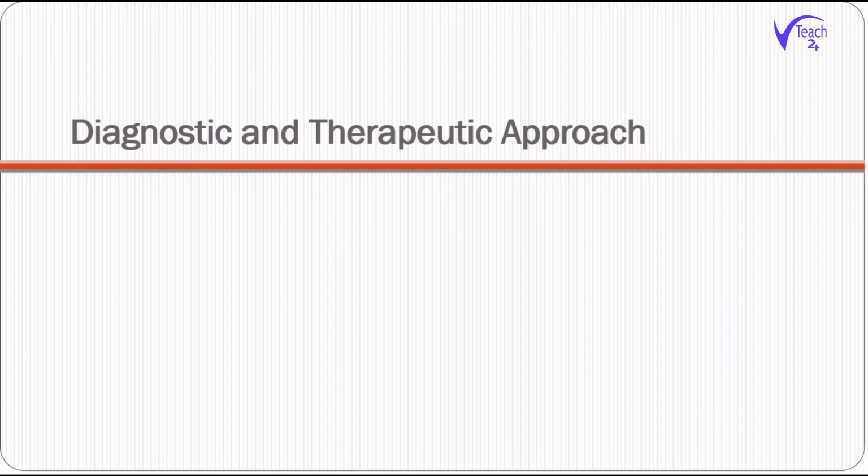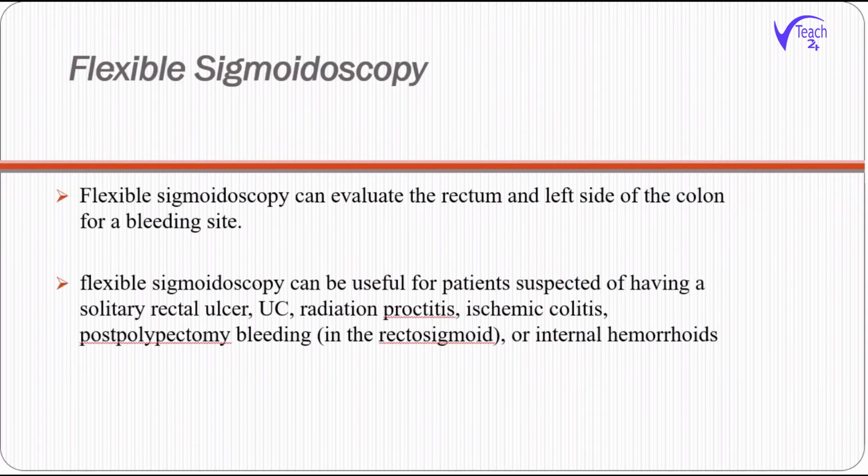The upper GI endoscopy, CT angiography, or RBC tag scanning may be used in patients when there is some chance of bleeding from that side. But for the colon, you have the options of flexible sigmoidoscopy, colonoscopy, and then CT angiography if needed, or technetium scanning. Flexible sigmoidoscopy evaluates the rectum and the left colon for the bleeding site.